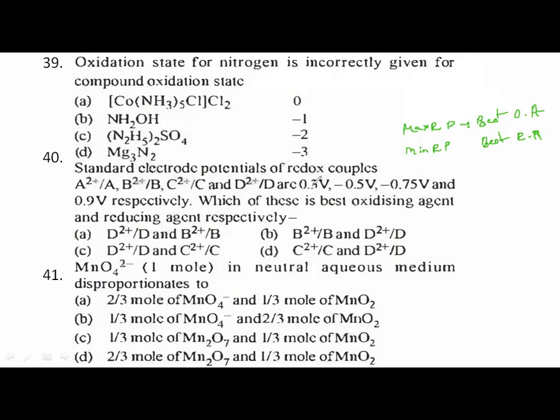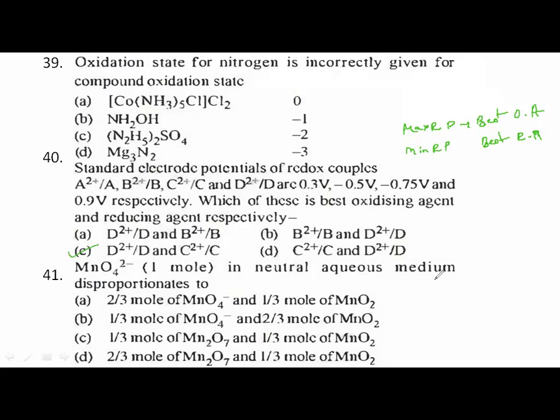So they have given standard electrode potentials. So here 0.30, minus 0.5, minus 0.75 and 0.9. So which is the correct option? It is these two. Therefore, the correct option is what? It is option C.